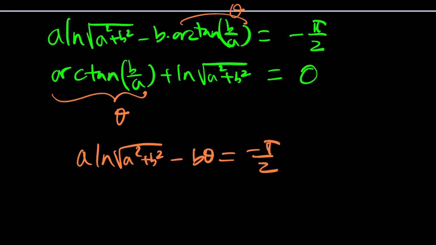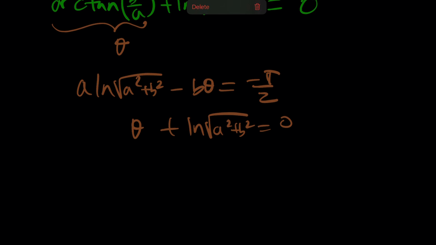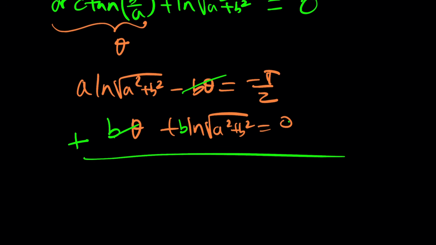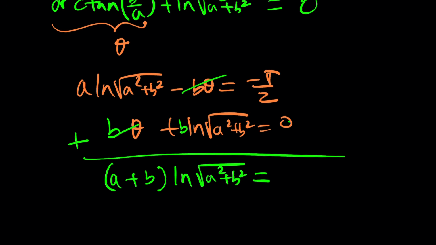So from here, you could probably use elimination, right? Or substitution may work as well. Let's just give it a try. I could use one of these equations to substitute into the other one. So one thing I can do is multiply both sides by b, because in this case, I notice it's going to be helpful because we still have 0. And then we can add these equations, and these two will cancel out. And then we're going to have a plus b multiplied by ln square root of a squared plus b squared equals negative pi over 2.